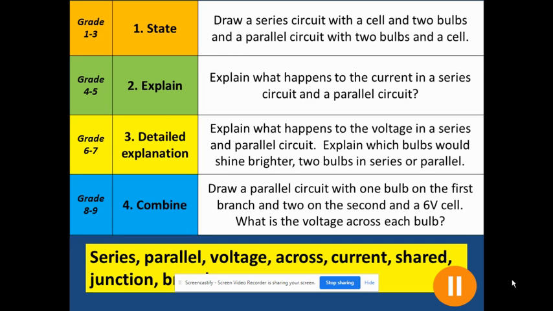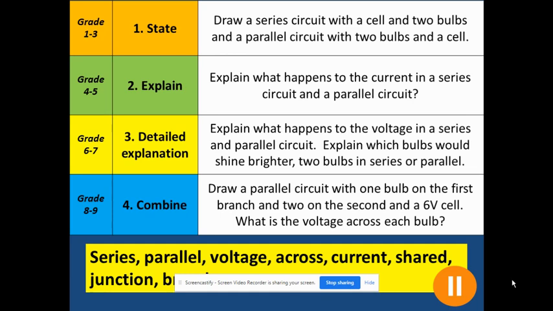Detailed explanation: explain what happens to voltage in a series and parallel circuit. Explain which bulbs would shine brighter, two bulbs in series or in parallel. And then for combined, draw a parallel circuit with one bulb on the first branch and two on the second and a 6-volt cell. What is the voltage across each bulb? So you can pause this now, spend time answering these questions. If you need any help, you can rewind the video. The answers are all there previously. Obviously, there's no one that you can ask, so you can go back and look at the video.